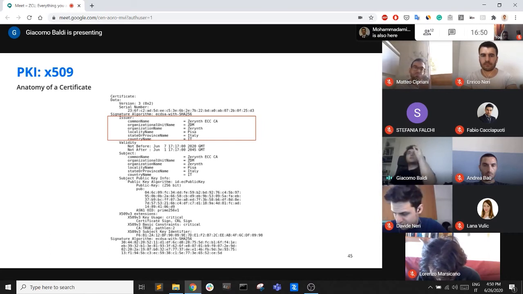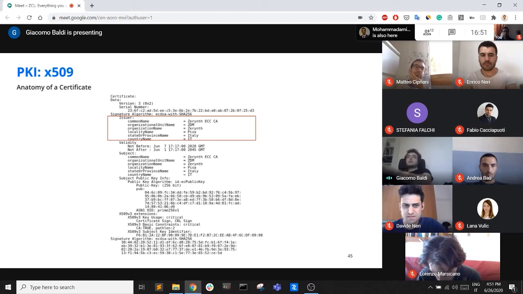It means that this has been issued by an entity, and when I say entity, I mean a private key, a cryptographical entity that goes by the name of Zerynth Elliptical Cryptography Certification Authority. This entity is of an organization called Zerynth, which is in Pisa, which has a sub-organization which is the ZDM, etc., etc., etc.